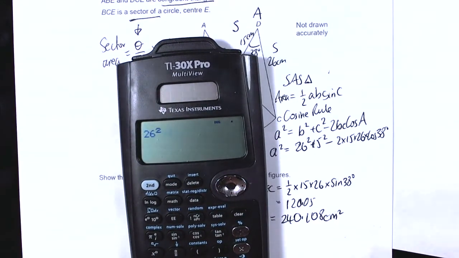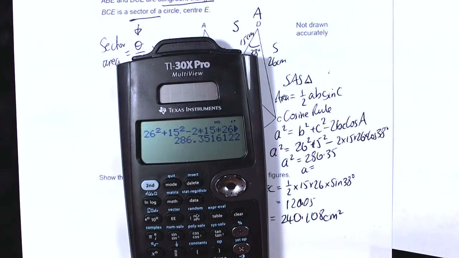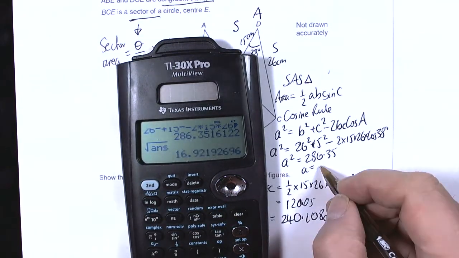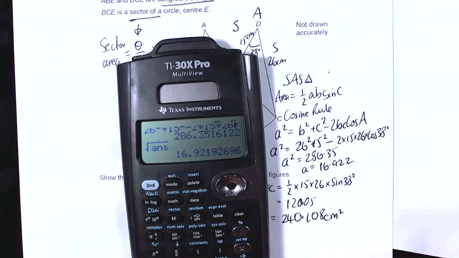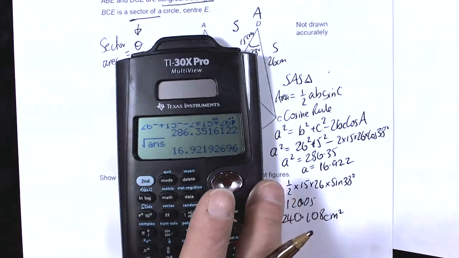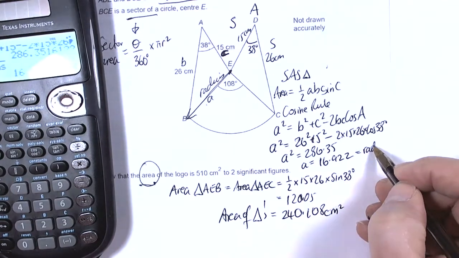So we've got 26 squared plus 15 squared minus 2 times 15 times 26 times the cosine of 38 equals, and then we need to square root that because we know that's a squared. So a squared equals 286.35, so a will equal the square root of that, 16.922. Okay, the question talks about two significant figures, so if we write down three or four significant figures while we're working out, then we should be able to round appropriately. So that's the length of the radius.